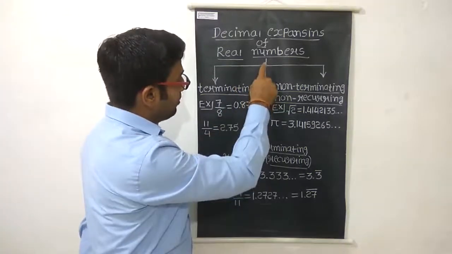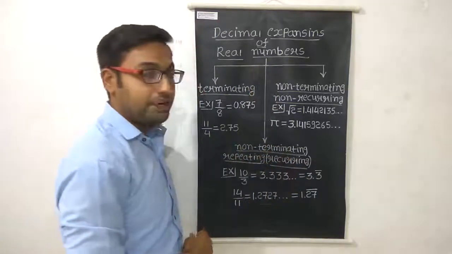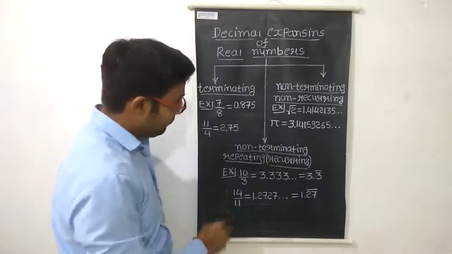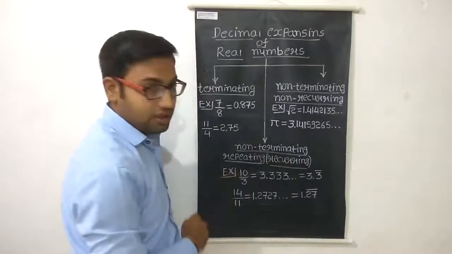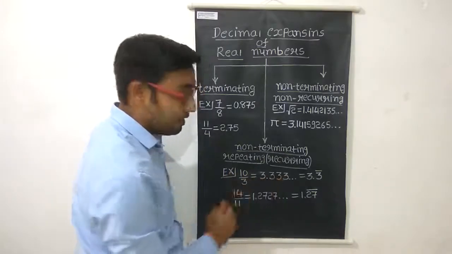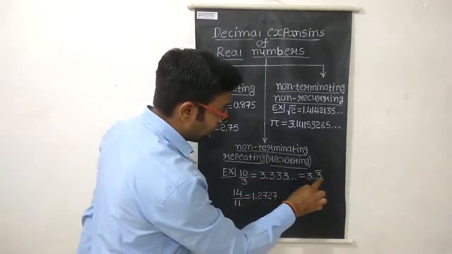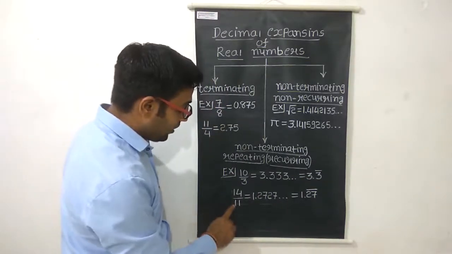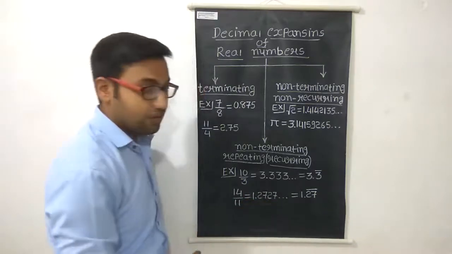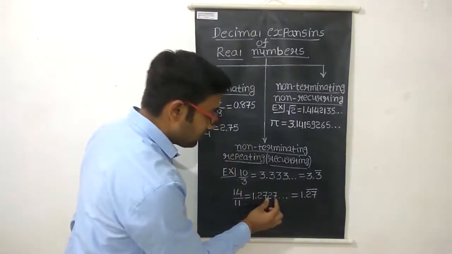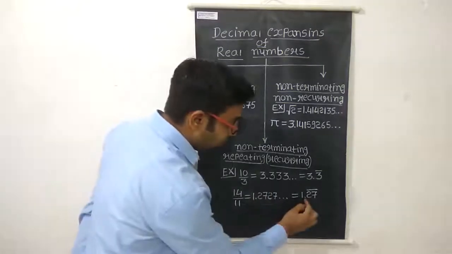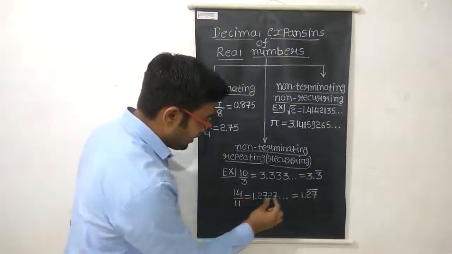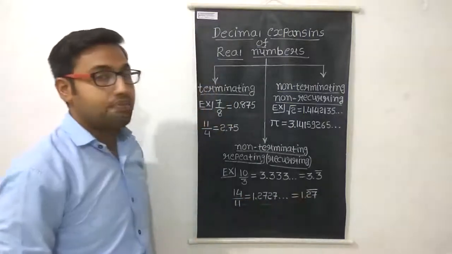Second type is non-terminating repeating, or recurring, right? Both are similar words. The example we have seen earlier is 10 upon 3, which is equal to 3.333. That is why we represent it as 3.3 bar. Second example is 14 upon 11. Here 14 upon 11 means 1.272727. Now see, this block of 27 repeats itself. That is why we put a bar on the 27. So 14 upon 11 we can write as 1.27 bar.